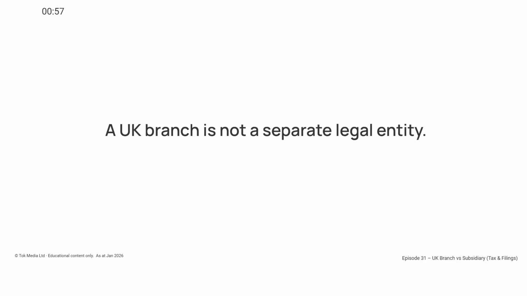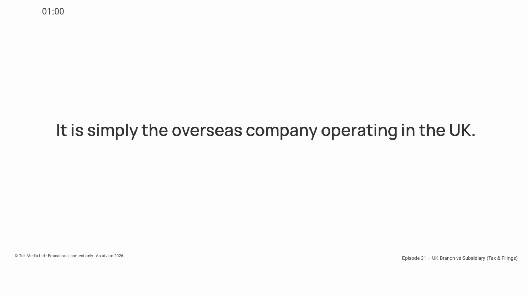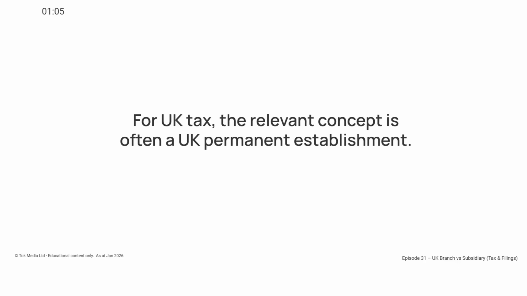A UK branch is not a separate legal entity. It is simply the overseas company operating in the UK. For UK tax, the relevant concept is often a UK permanent establishment.